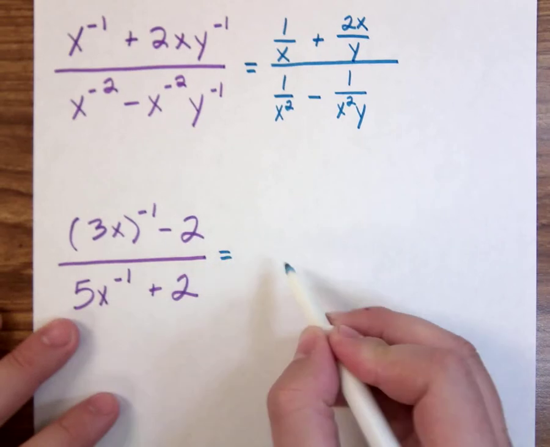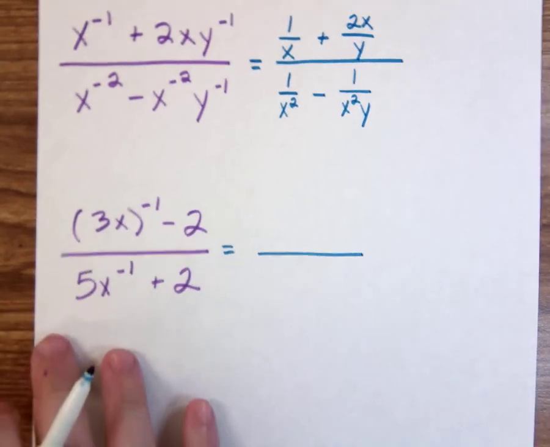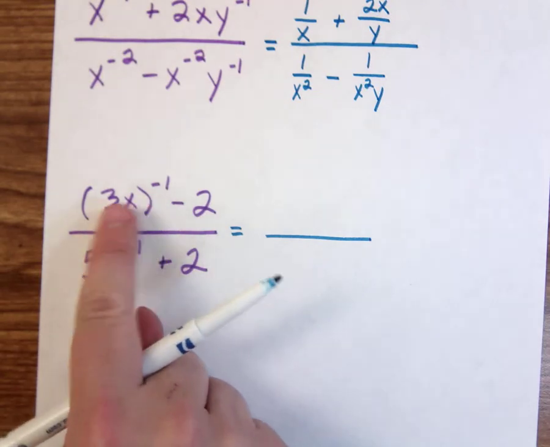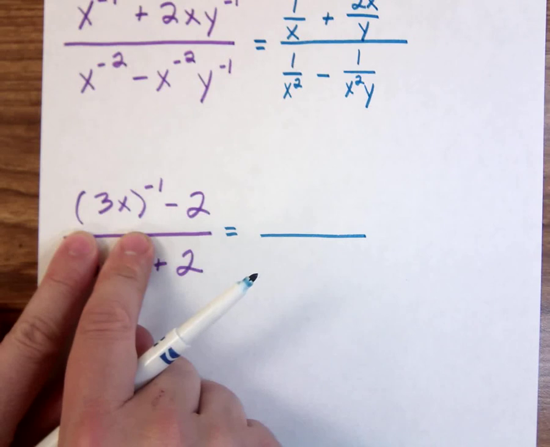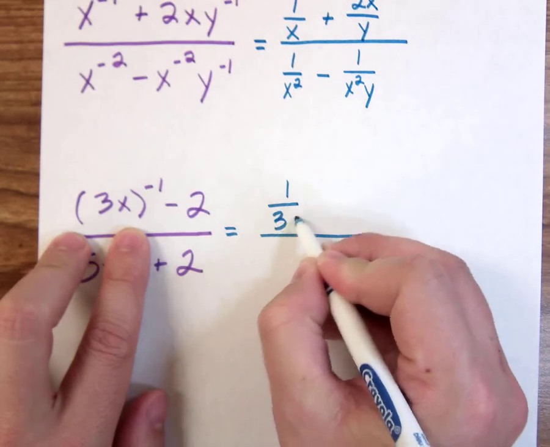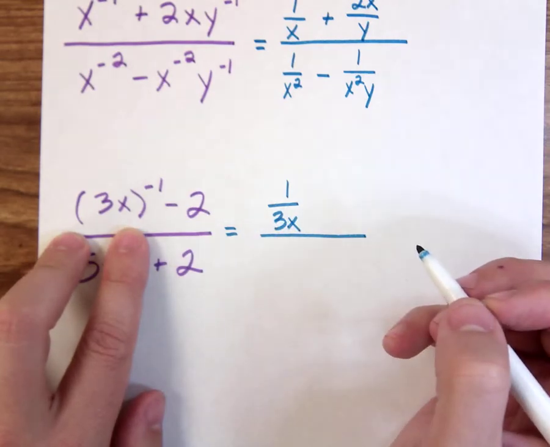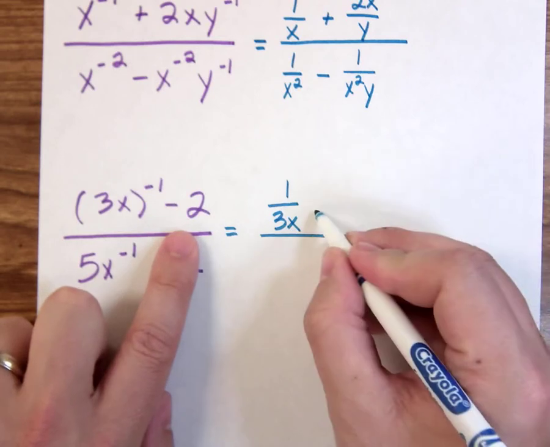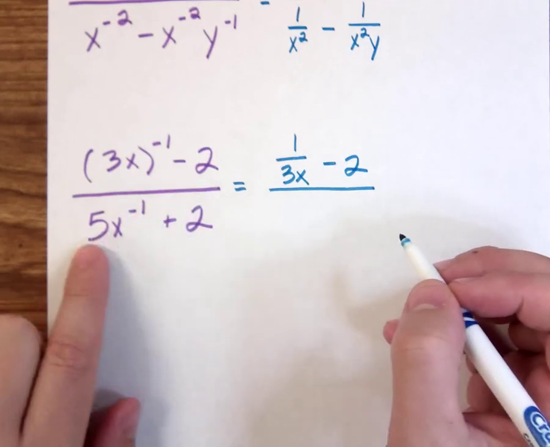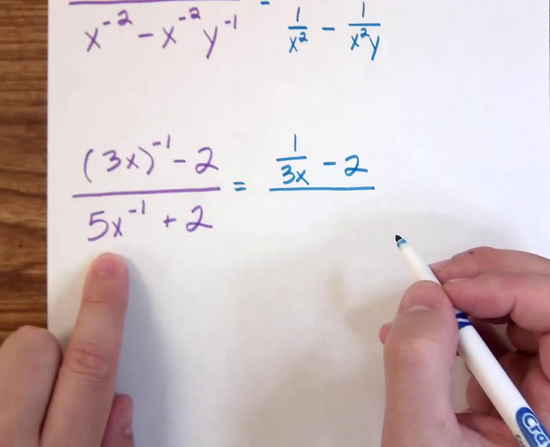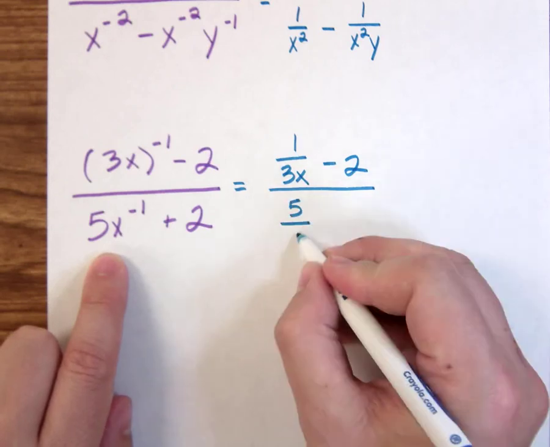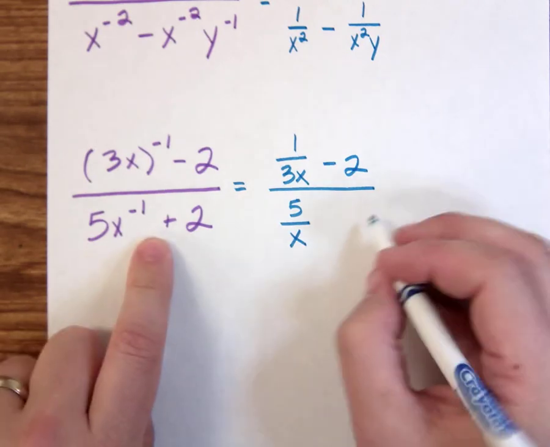The most challenging part of these is keeping in mind that only the things with negative exponents move. So the 3x to the negative first, see these parentheses right here? That tells me the whole thing is to the negative first power. So all of the 3x moves into the denominator. Minus 2 is just minus 2. That's not a negative exponent or a fraction or anything. What about this? Only the x. So the 5 is in the numerator, and the x moves into the denominator, plus 2.